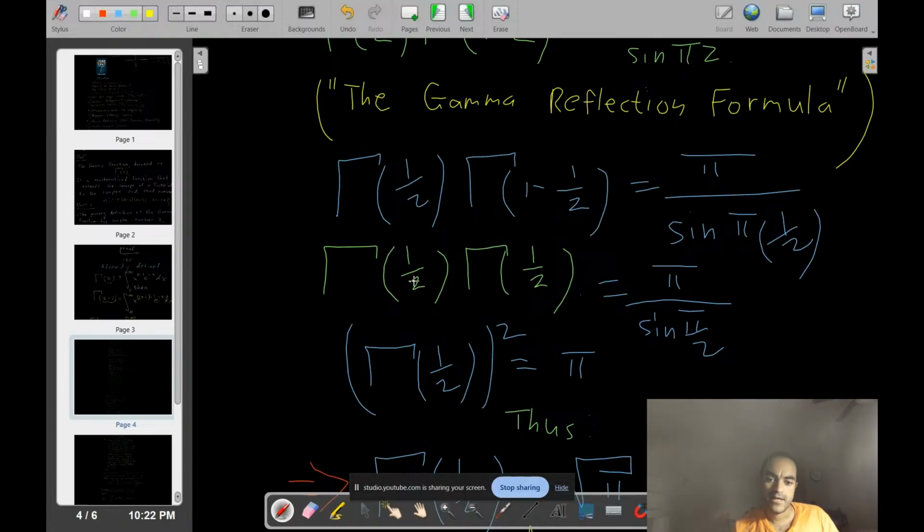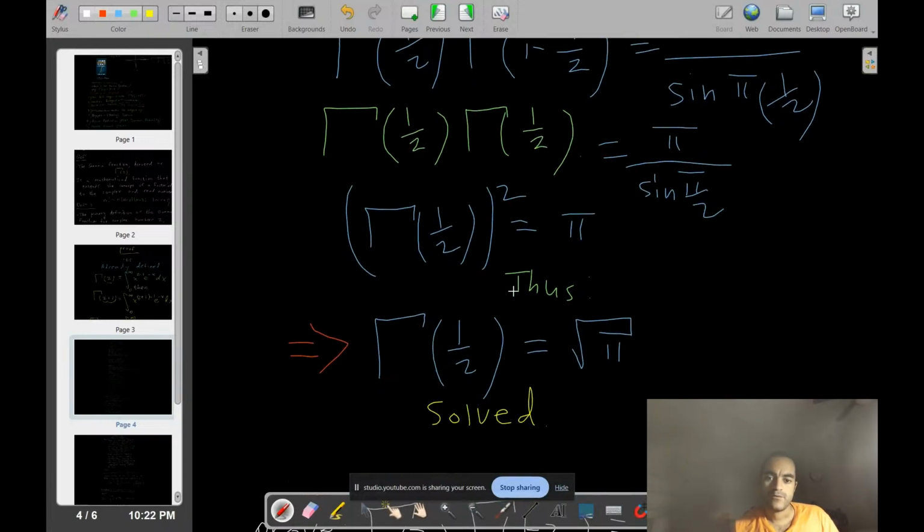The left-hand side is now gamma of 1/2, gamma of 1/2. That's pi over sine pi over 2. Okay. All right. And then from here, gamma of 1/2 all squared, because it's gamma of 1/2 times gamma of 1/2. Okay, so gamma of 1/2 all squared now is equal to pi, because pi divided by sine pi over 2, sine pi over 2 is 1, right, by the special angles in the unit circle. So pi over 1 is pi.